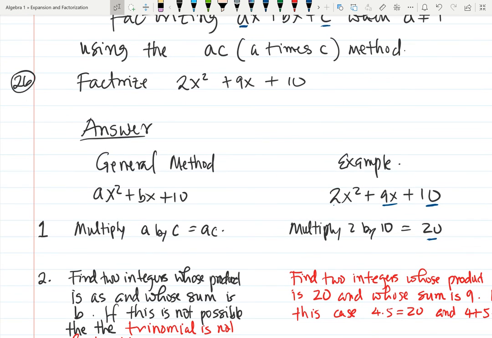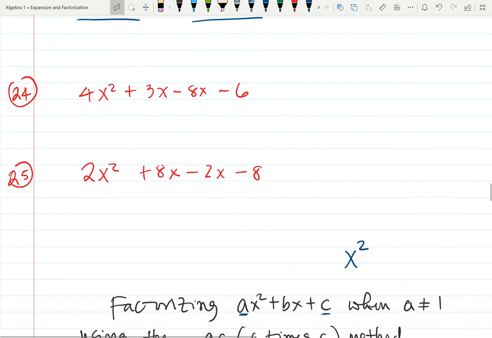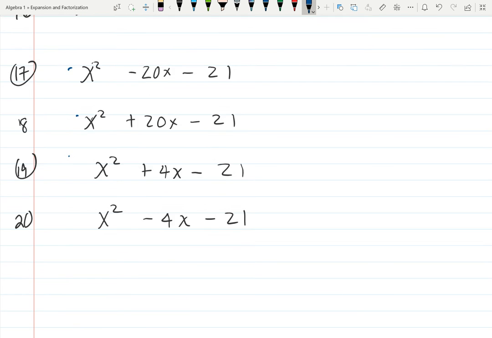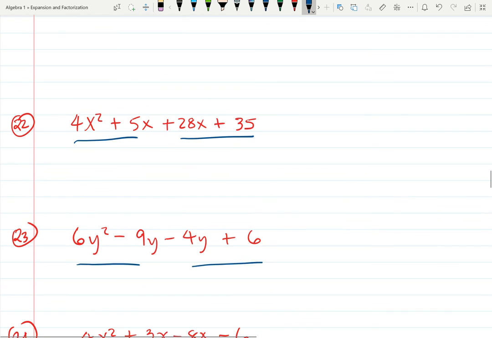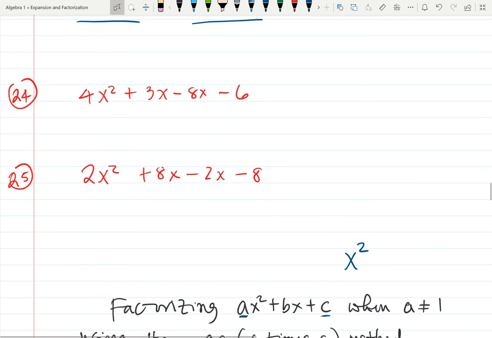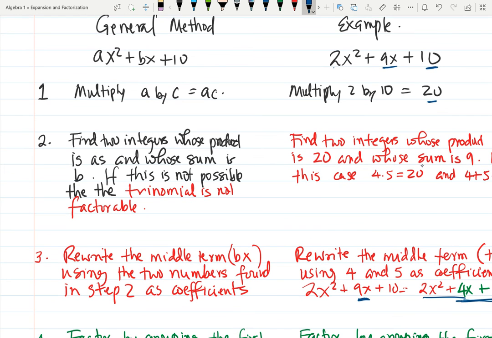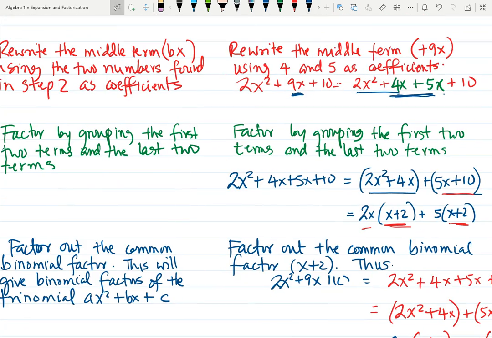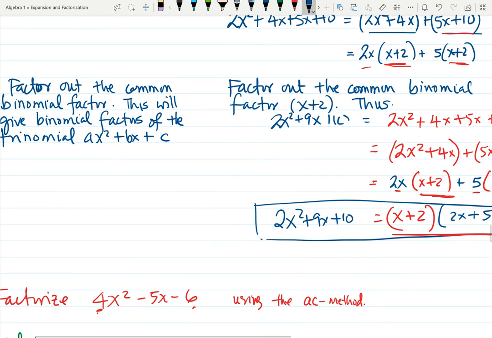So we've done quadratic expressions when the a equals 1. See here, the a equals 1. And also when the a is not equal to 1, we use the AC method. We multiply a by the constant c. After that, the product, we split into 2 terms, factors that add up to the middle term, and then break it into 4 terms. Now we do factorization by grouping, and then we end up with your answer.